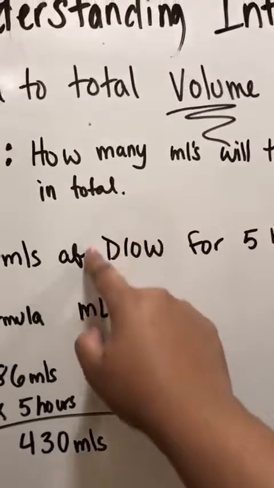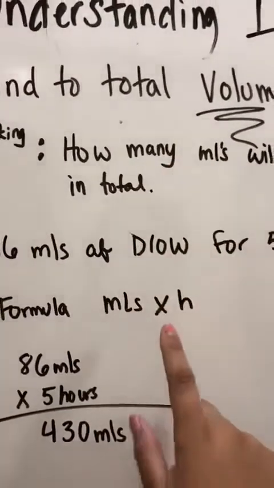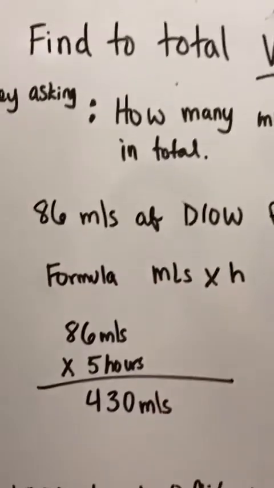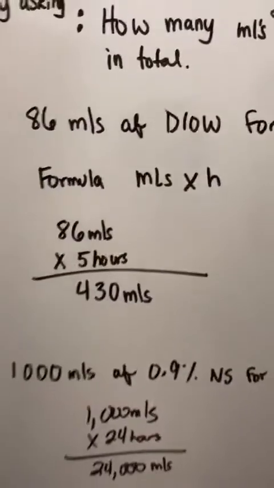Remember, distractor. Disregard anything that doesn't have to do with the formula. All you need to do is plug in your numbers, okay? So the answer for this question would be 430 mLs.